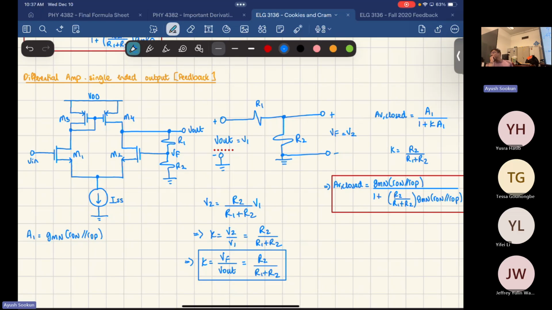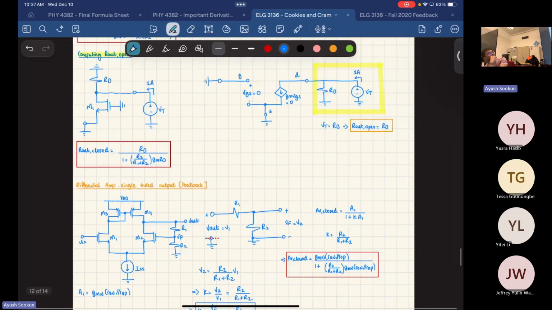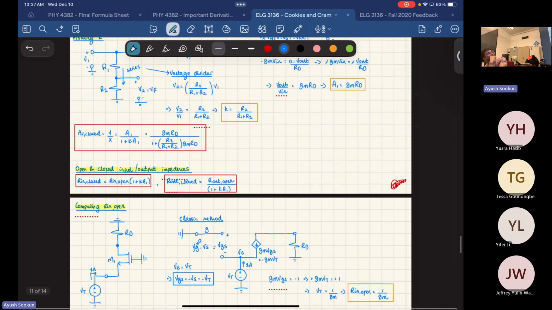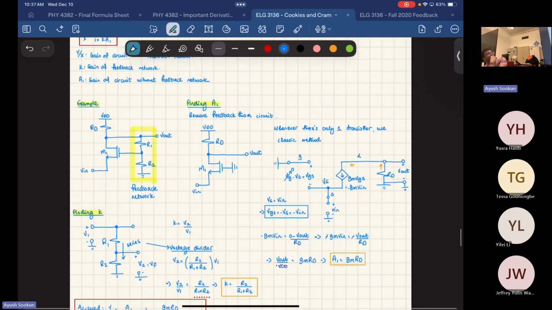I had one question for you. For the ideal case, can you go back up to the first example that you did? When we have our feedback and we're trying to find our open loop gain, what are we doing with our feedback? Are we just removing it? How do we know what we're supposed to ground and open circuit? Like you see right here, we took out the feedback network. We replaced the gate of the MOSFET with a short circuit, and then we open circuited the output.